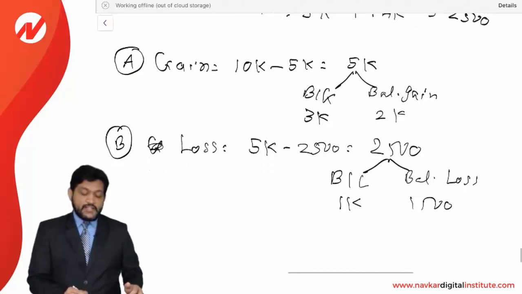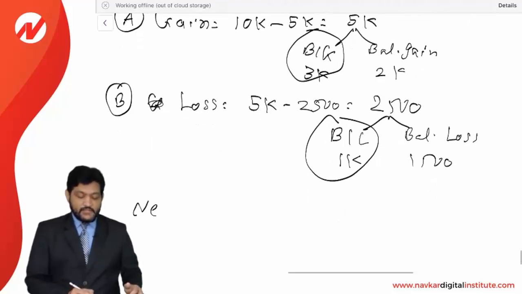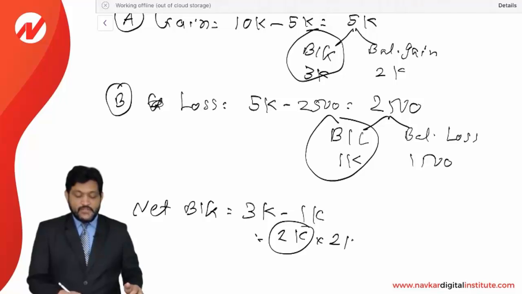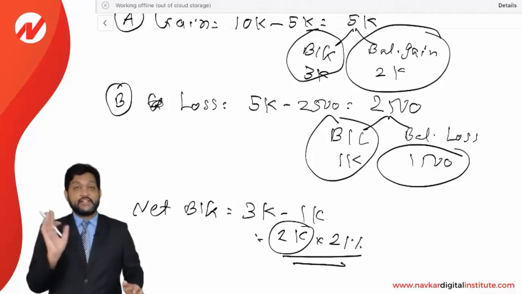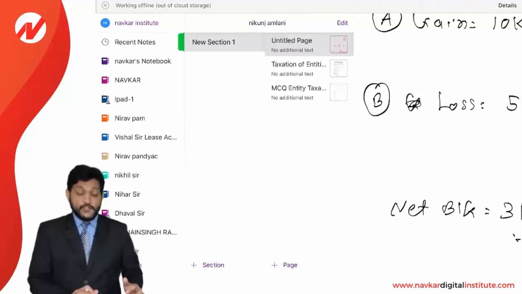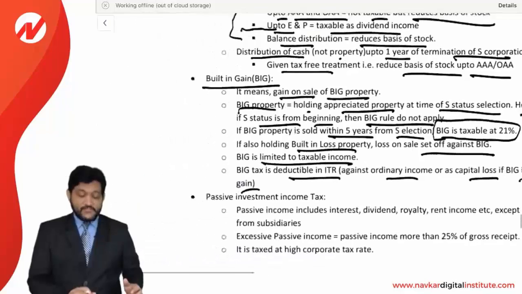Now, since the built-in gain as well as built-in loss are both there, they will be netted off. So the net built-in gain will be 3,000 minus 1,000, equal to 2,000. This net built-in gain of 2,000 will be taxed at a flat 21% rate, and the remaining gain and loss will be set off and taxed in the normal way. So this rule you need to remember about built-in gain and built-in loss. There is a separate taxability at 21%, and that tax will be deductible against ordinary income or capital gain as we have seen.